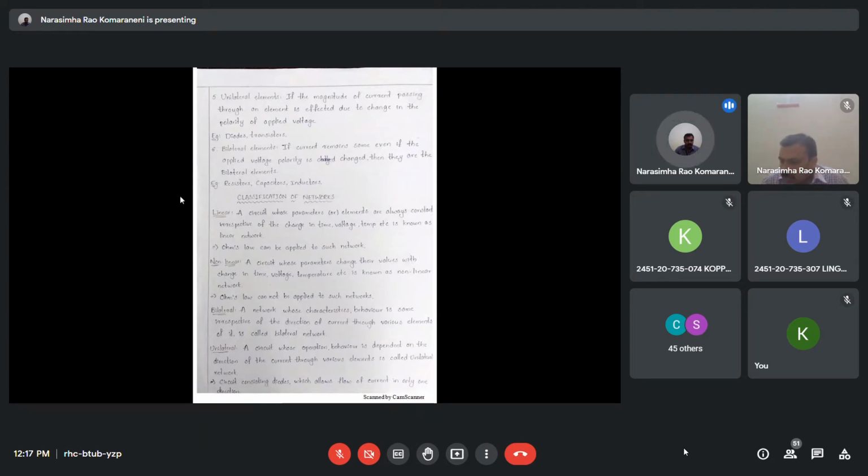The next, unilateral elements. Okay, if the magnitude of the current passing through an element is affected due to the change in the polarity of the applied voltage, it is called a unilateral element. Okay, examples are diodes and transistors. Next, coming to the bilateral elements. So what do you mean by bilateral elements? Okay, if the current remains the same even when the applied voltage polarity is changed, these are called bilateral elements. Examples are resistors, capacitors, and inductors.